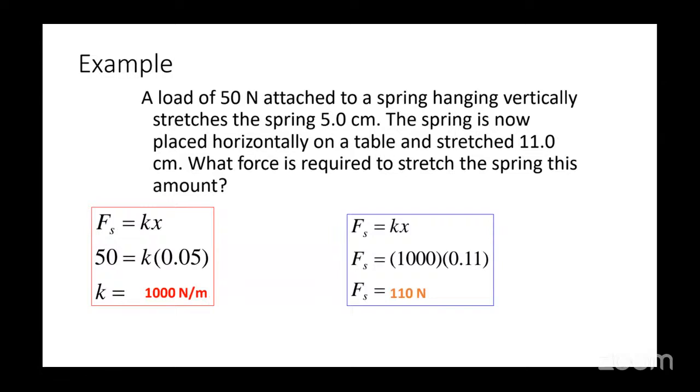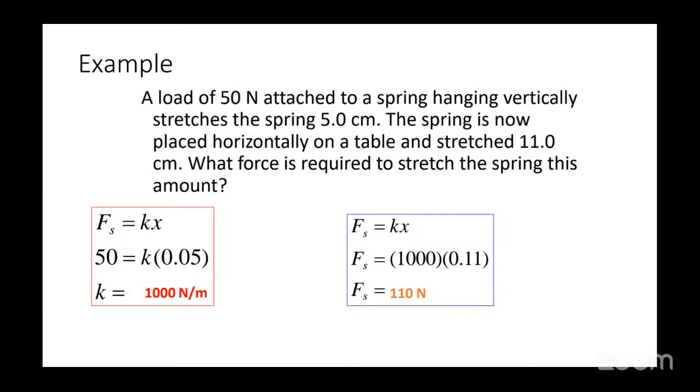Now we are asked to find the force that will be applied to stretch the spring when it is lying horizontally. So the expression to do that is force is equal to Kx. We know force, we know extension in the first case, the vertical case, but we don't know the spring constant. Being that it is the same spring that was used, we need to find the spring constant. So when the load was hanging vertically, we have a load of 50 Newton, and the spring stretched 0.05 meters. So we can find the spring constant by dividing the force over 0.05. When we do that, we get our spring constant to be 1,000 Newton per meter.